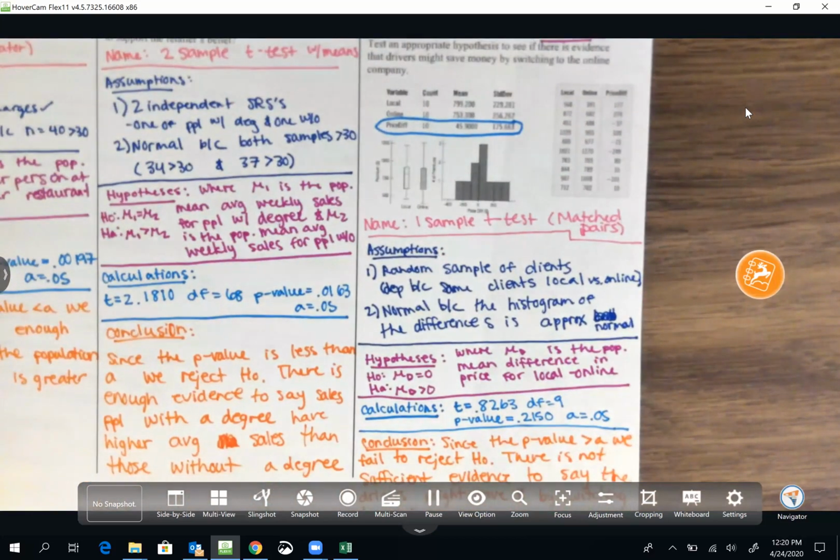So that was just a brief overview of this page. Look at it in more detail. Email me or come to office hours if you have any questions.